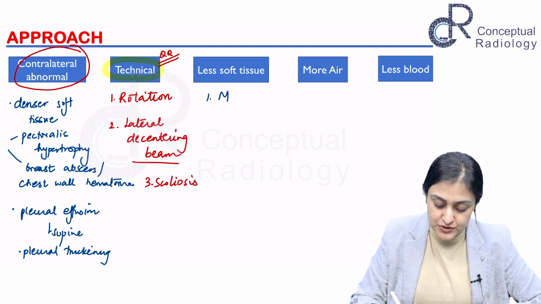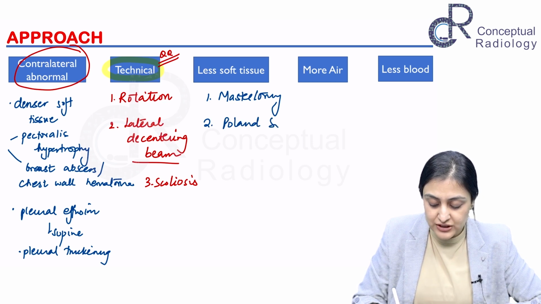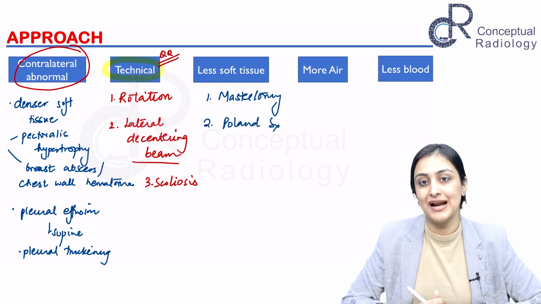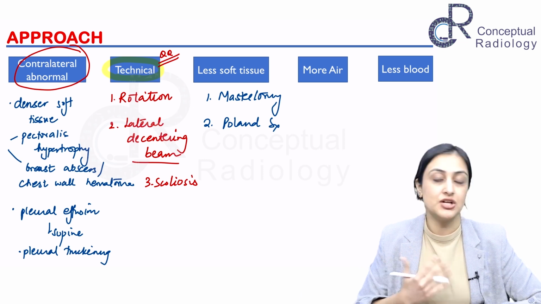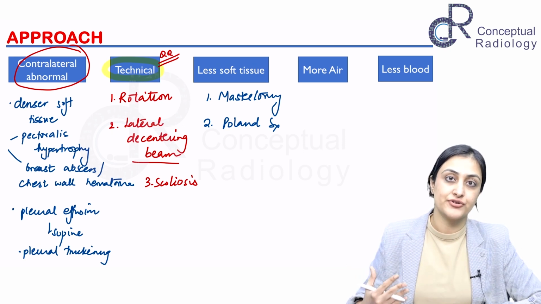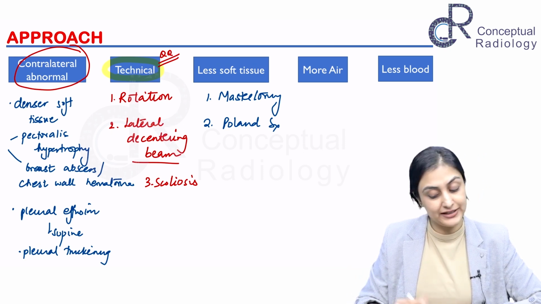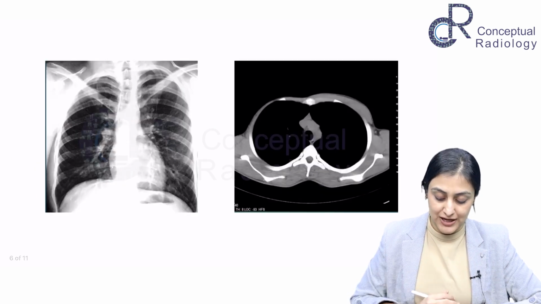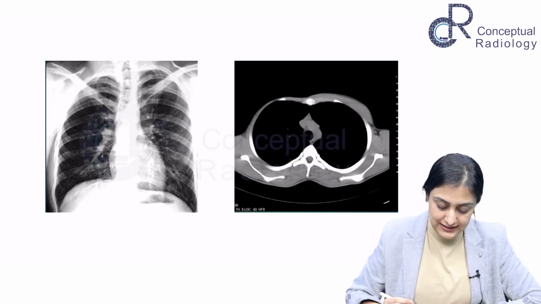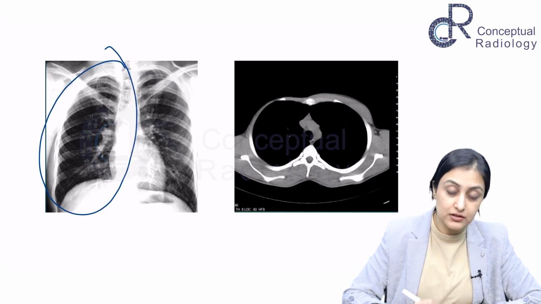So the first possible DD here is that maybe there is a mastectomy on one side, or a very important case for the exam, there is Poland syndrome. Poland syndrome is where you have associated congenital heart diseases with chest wall hypoplasia. So you will have the pectoralis being absent on one side, resulting in a hyperlucent hemithorax. So in this case, you can see how the right-sided hemithorax appears blacker here.